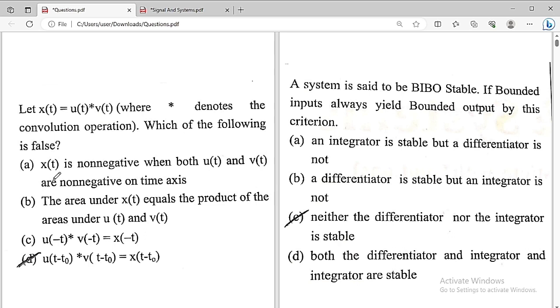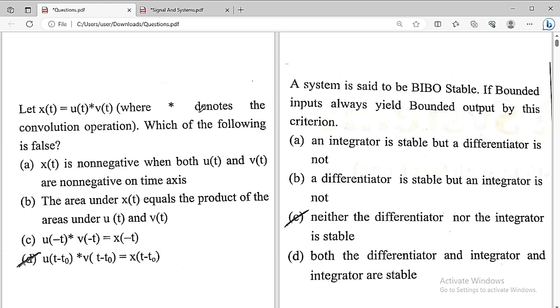Option A: x of t is non-negative when both u of t and v of t are non-negative on the time axis. Option B: the area under x of t equals the product of the areas under u of t and v of t. Option C: v of minus t convolution of v of minus t is equal to x of minus t. And option D: v of t minus t naught convolution of v of t minus t naught is equal to x of t minus t naught. Out of these four options, option D is the false statement.